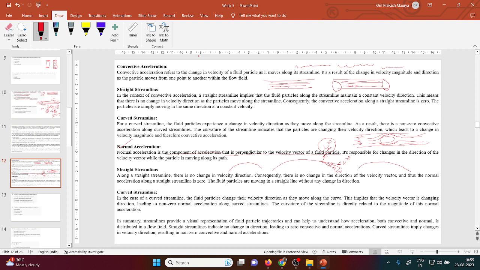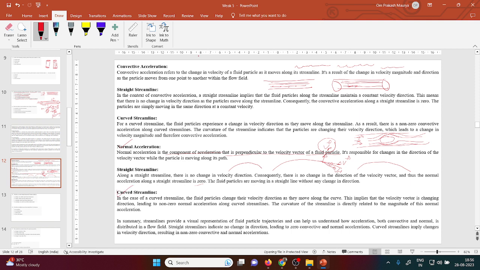Now, what is a straight streamline? Along a straight streamline, there is no change in velocity direction. You can easily understand by the definition. Consequently, there is no change in the direction of the velocity vector, and thus the normal acceleration along the streamline is zero, because there is no normal component of the velocity. The fluid particles are moving in a straight line without any change in direction. Now coming to the curved streamline.